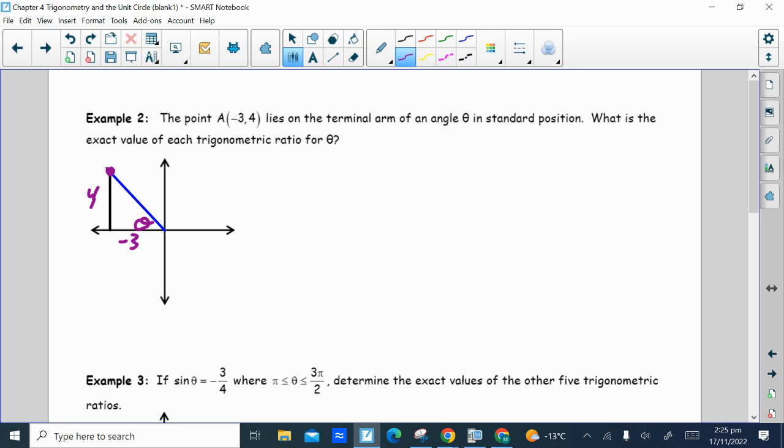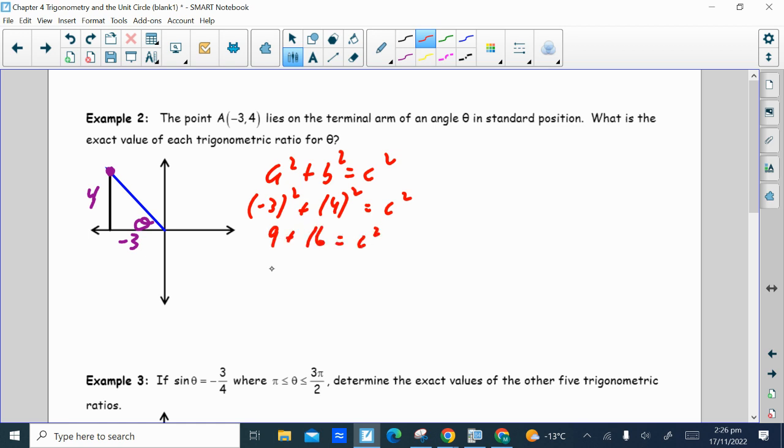In this case, we're not told that it's a unit circle. We're not given any information about the hypotenuse, so we need to determine it using the Pythagorean theorem. It doesn't matter which side is A and which side is B. One of them is -3, the other is +4. When you square and add the 9 and 16 together, you'll get 25, and the root of 25 is 5. So there's the length of the hypotenuse.